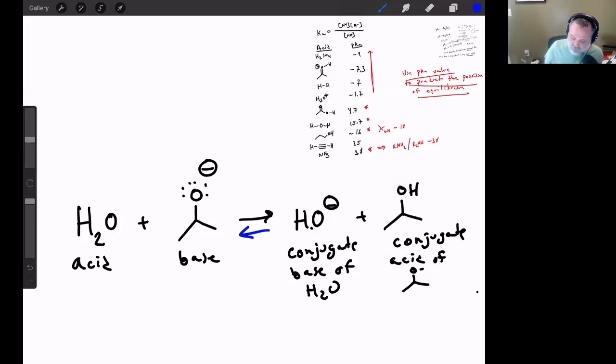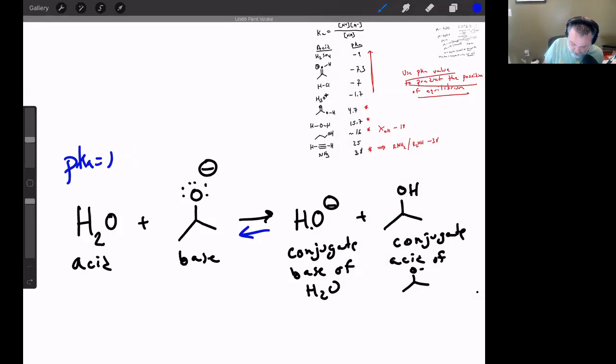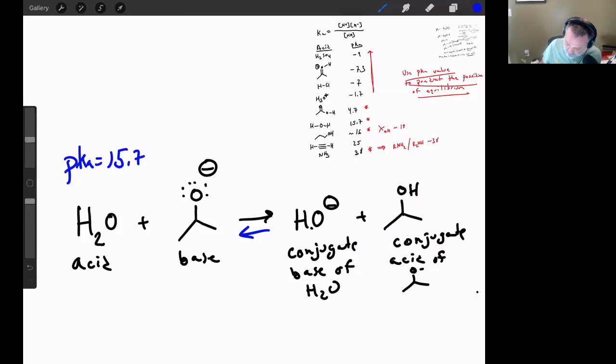Well, we can take a look at those pKa values and ask, what is the pKa of water? The pKa of water is 15.7. The pKa of a typical alcohol is around 16. Both of these things are definitely bases on the other side; they don't have protons to donate, so we don't even have to think about them as acting as acids. Okay, so what's going on with this?